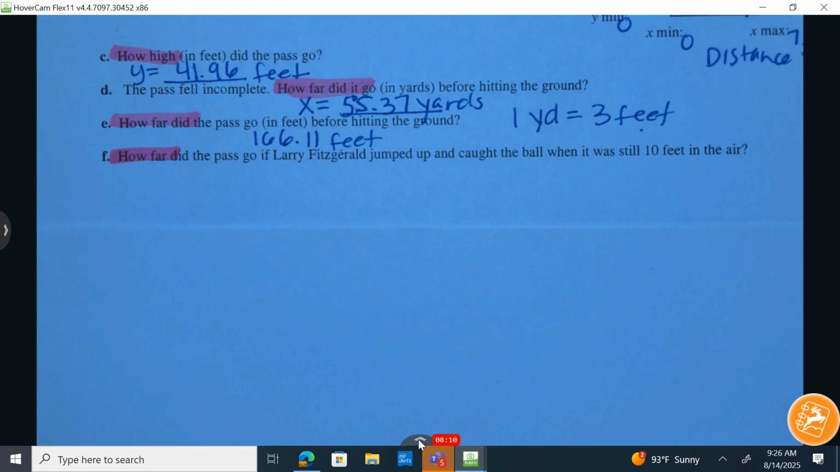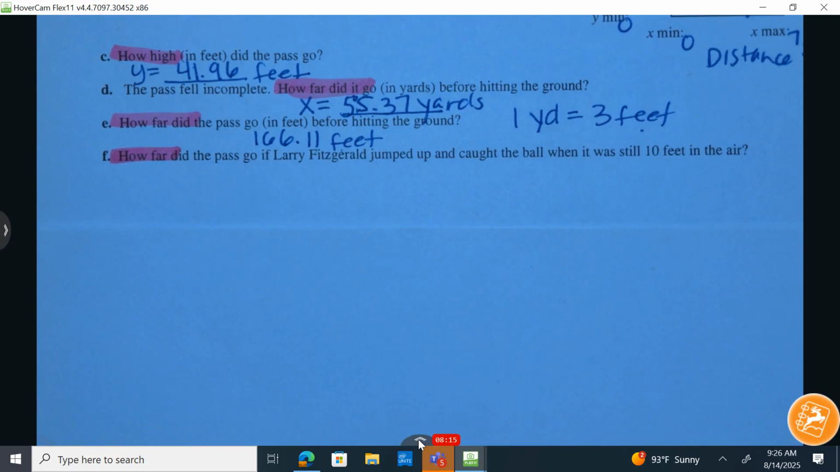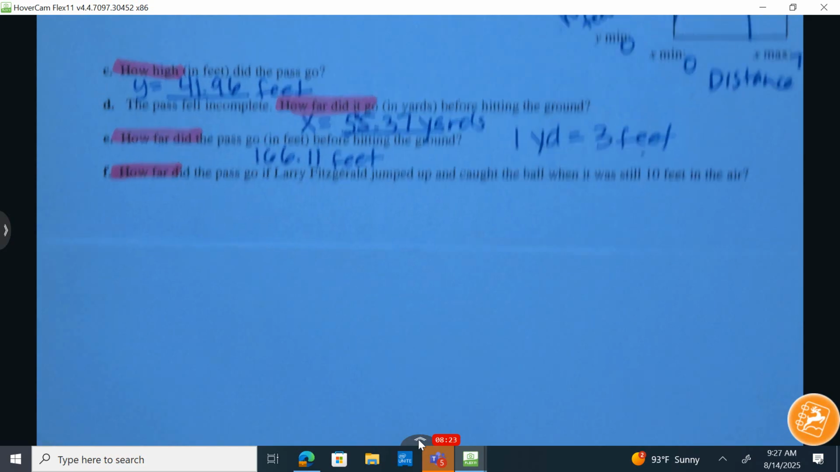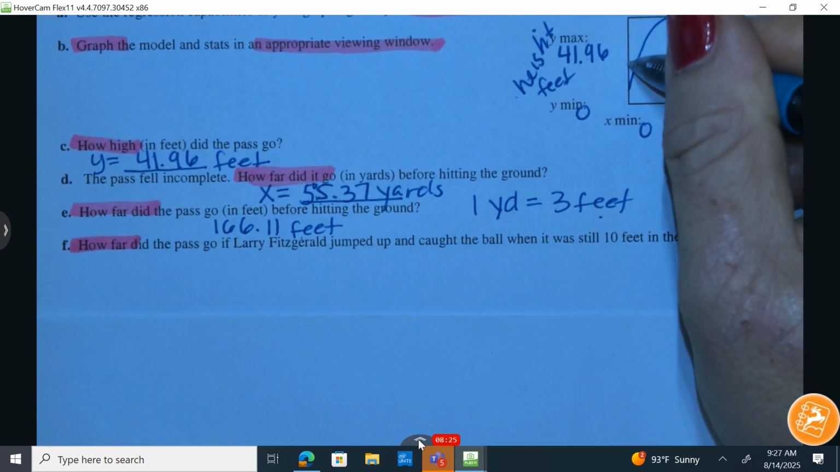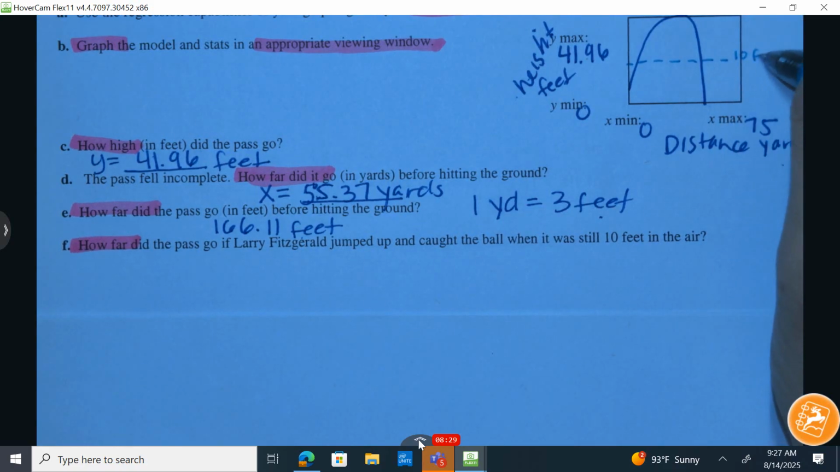How far did the pass go? If Larry Fitzgerald, a Hall of Fame wide receiver, formerly with the Cardinals, jumps up and catches the ball. If you're not familiar with football, you're thinking, what's going on here? So we're going to actually do a little graph of this. Please come up here, and I want you to make a little dotted line on your graph, and we're going to say this is 10 feet above the ground, so 10 feet.